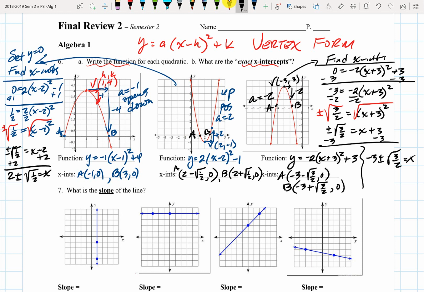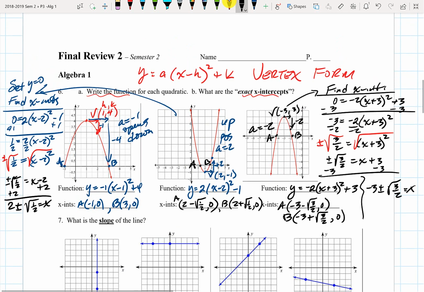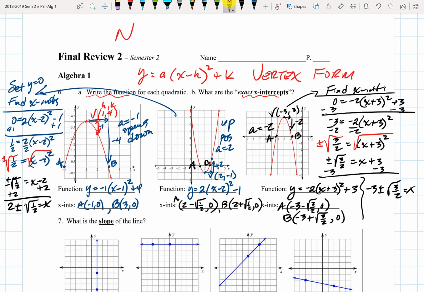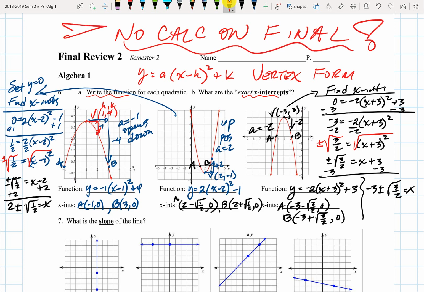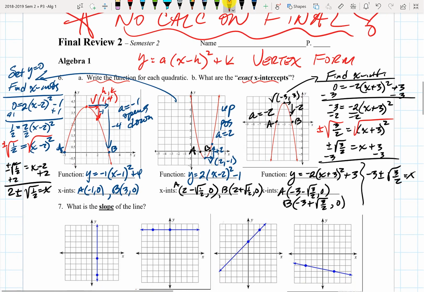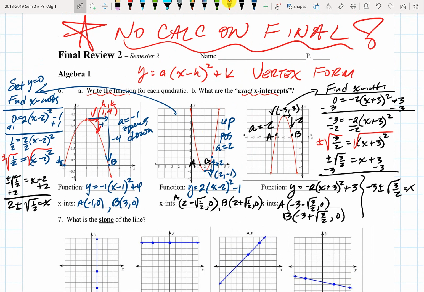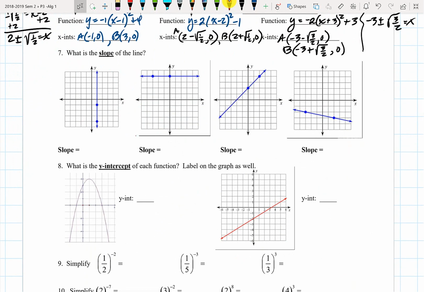All right, no calculator on the test. You have to do this all by hand. On the final, you have to know what you're doing. All right, let's move on to semester 1. We did this in semester 1. Like I said, it's a yearly final.